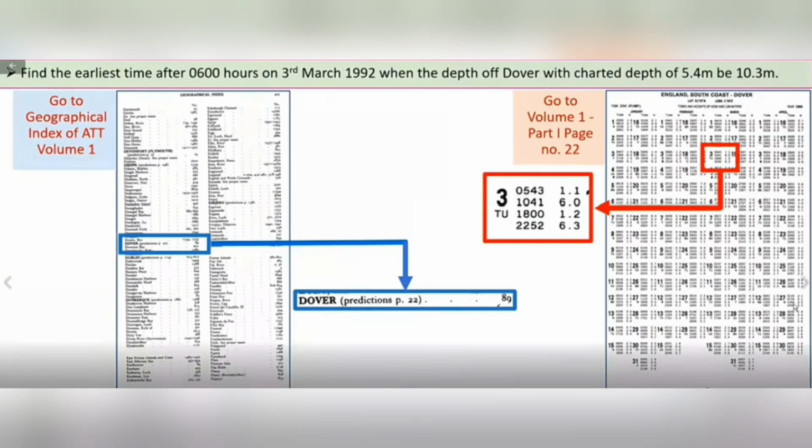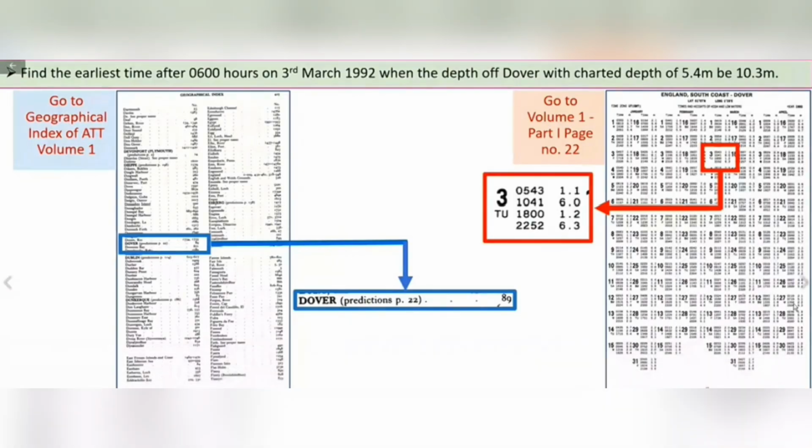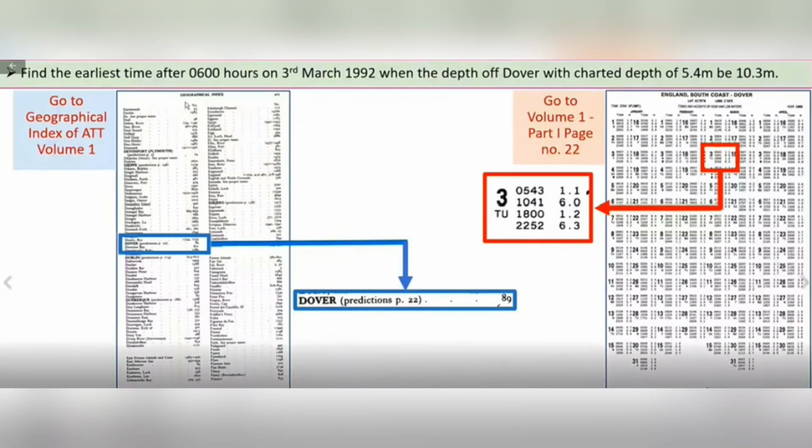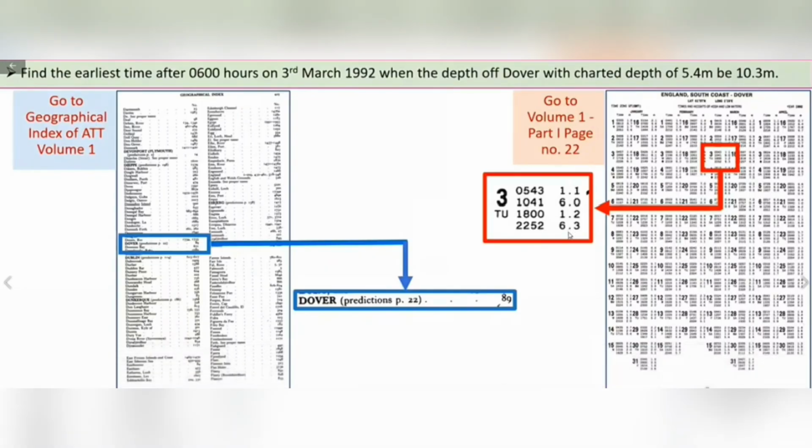So beta, you can open up your tide tables and you can follow these steps. Go to the geographical index first, look for Dover, get the page number, go to that page and look for 3rd March 1992 times and heights, and you have to note this down in your notebooks. So let me know once you are done.